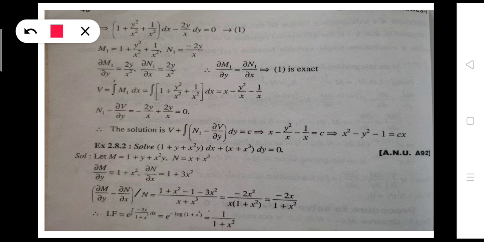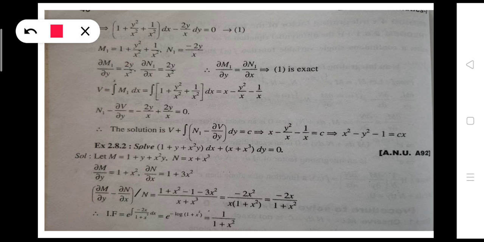Now we take another example. Solve (1 plus y plus x square y) dx plus (x plus x cube) dy is equal to 0. Comparing the given equation with M dx plus N dy is equal to 0, let capital M be 1 plus y plus x square y and N be x plus x cube. Now M consists of 3 terms and N consists of 2 terms. That means M is greater than N.